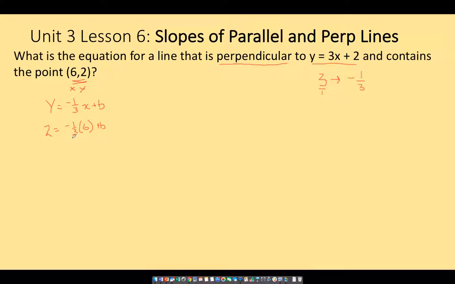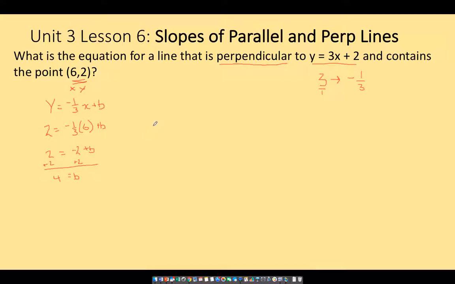All right, well, let's solve for b now. -1/3 of 6 would be -2. And to get rid of that -2, I'm going to have to add 2 to both sides. And so now I'm left with b equals +4.